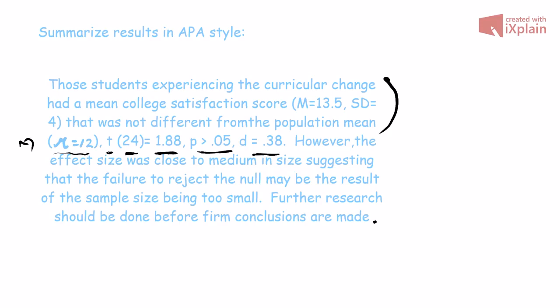And then finally, because we have a D that's almost medium and we did not reject the null, that should suggest to you that maybe our significance test did not have a sufficiently large sample size. We perhaps did not have enough statistical power. And so it's worth telling your readers that. Really what you should do is rerun the study with a larger sample size.